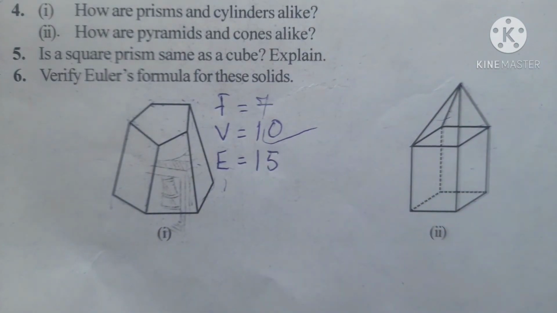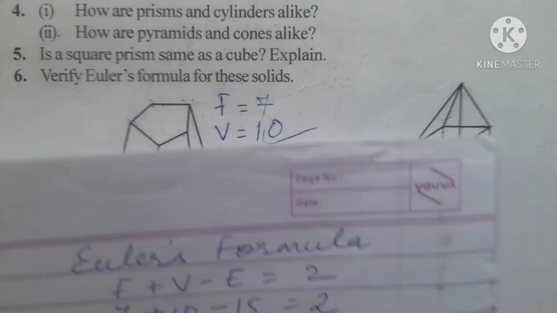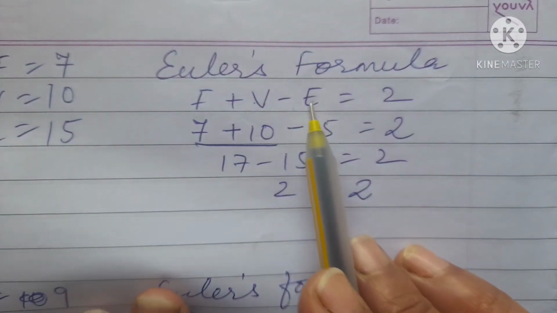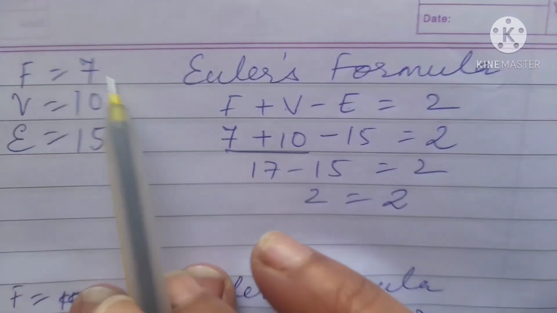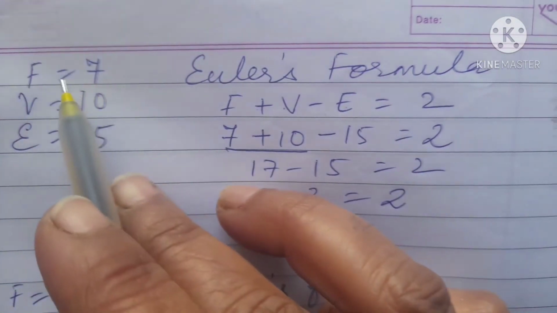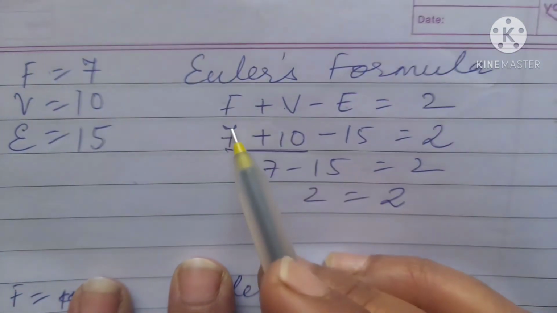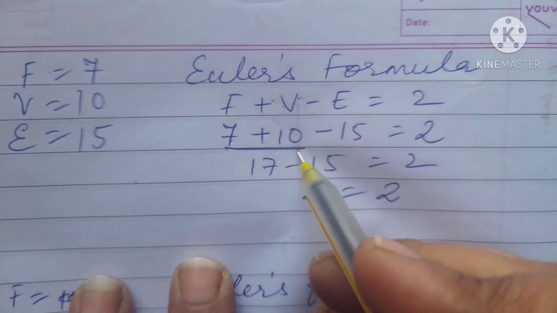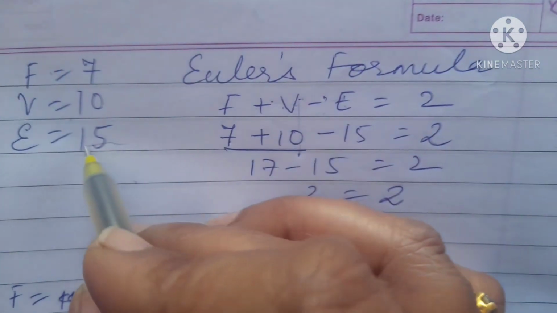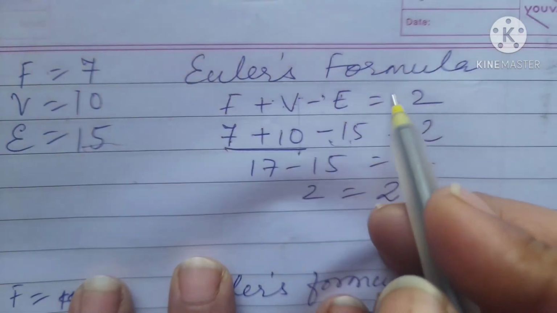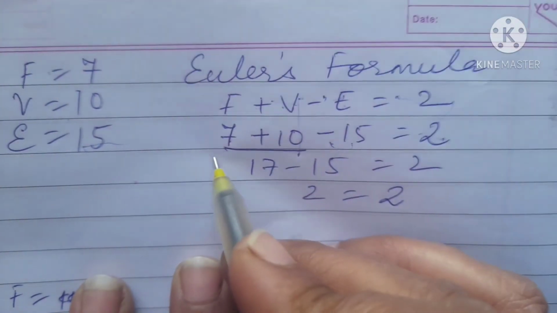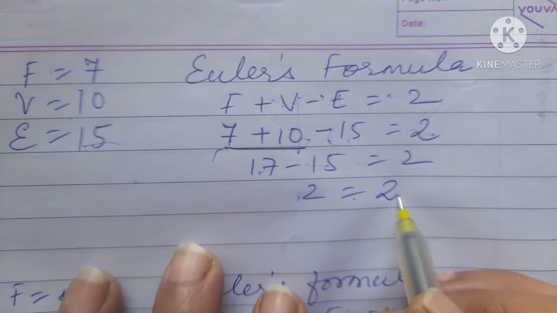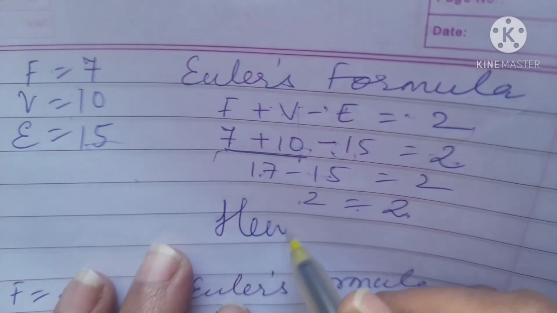Now we have to apply Euler's formula. So Euler's formula is F plus V minus E is equal to 2. We'll place the values which we found just now. Faces are 7, so instead of F we'll write 7, plus vertices are 10, so we'll write 10, minus edges are 15, so we'll write minus 15, which should be equal to 2. So 7 plus 10 is 17, minus 15, which is 2. 2 is equal to 2, hence verified.